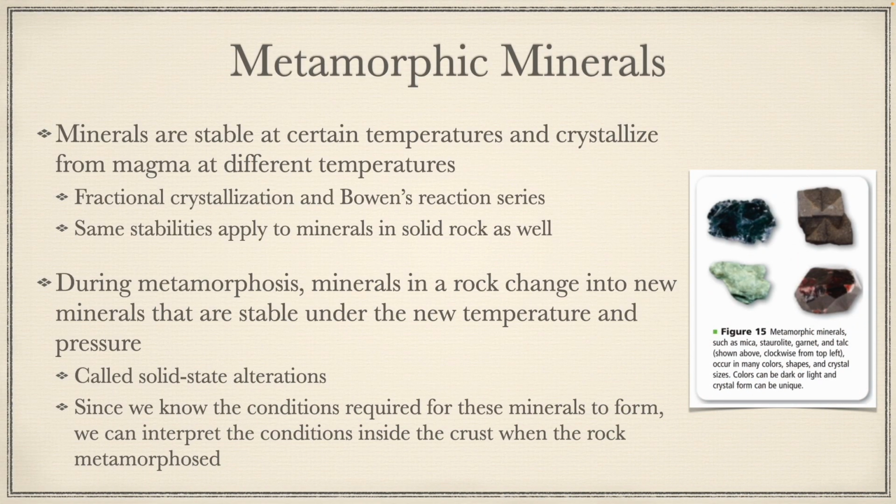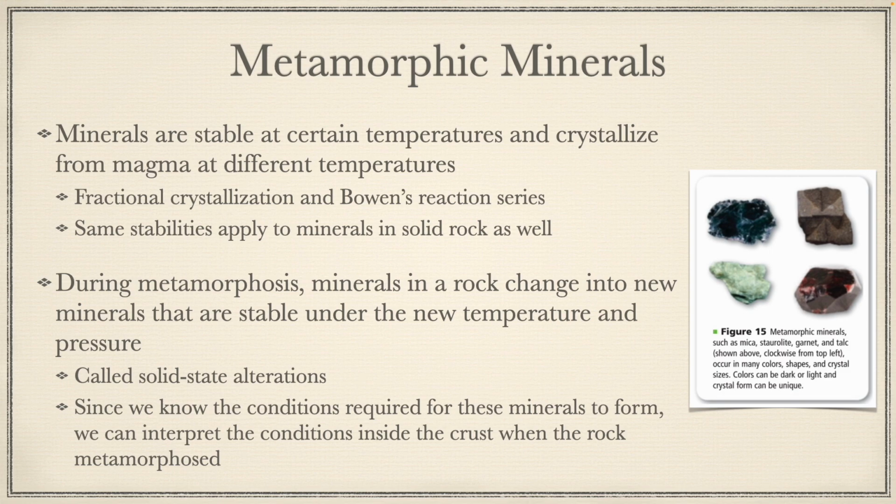So metamorphic minerals. Minerals are stable at certain temperatures and crystallize from magma at different temperatures. So we kind of know this. At different temperatures, you have different minerals that are stable. Fractional crystallization and Bowen's reaction series play into this. We talk about Bowen's reaction series, and as the temperature cools down, you get this series of minerals that are produced in a very specific order. Fractional crystallization occurs when you have some of these minerals produced and they crystallize while some of the other magma is still molten. But these same stabilities apply to minerals in solid rock as well.